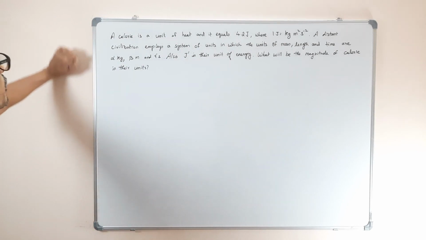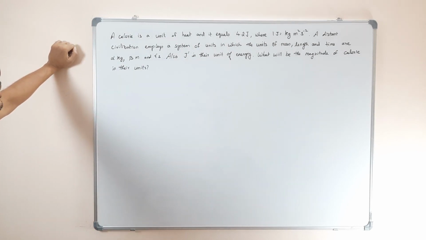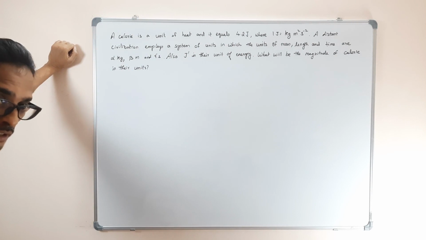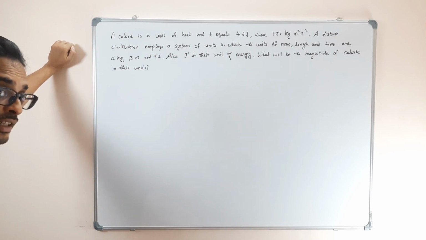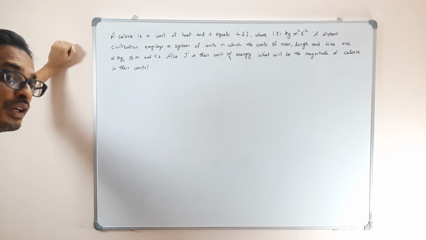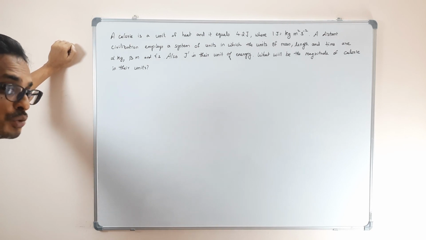Let us do this problem. A calorie is a unit of heat. Heat is a form of energy. I said the energy unit is joule, if you remember in the last class we discussed. Joule is a unit of energy in SI units. In CGS units, it will become erg. So we showed how to get the conversion between joule and erg.